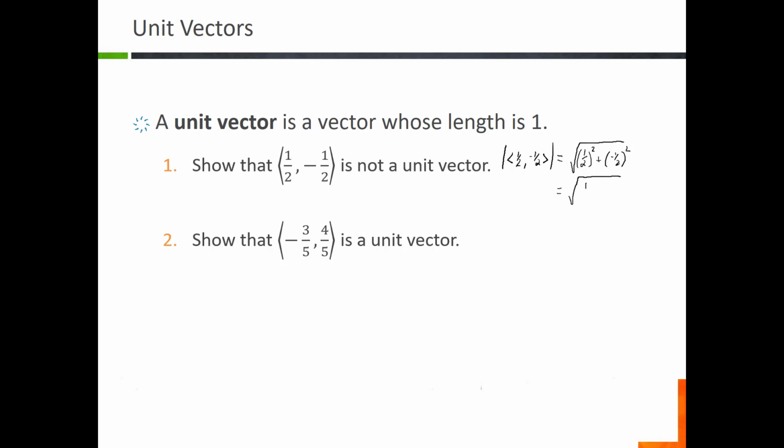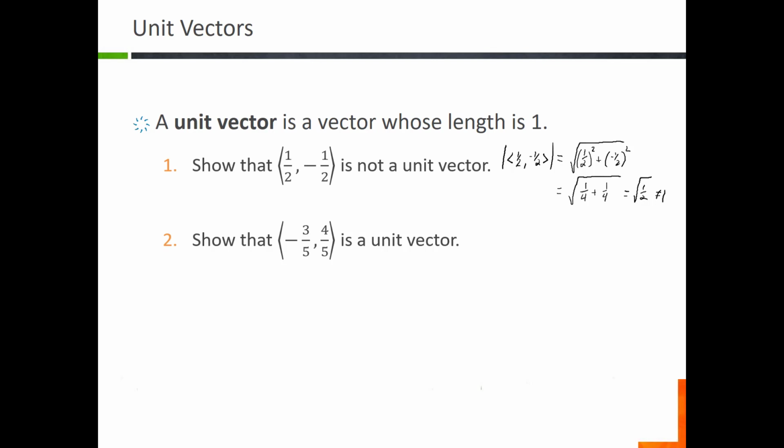1/2 squared is going to be 1/4. So 1/4 plus another 1/4 will equal the square root of 1/2, and that is definitely not 1. So even though you might think it is because you have 2 halves, and that would make a length of 1, when you actually do the magnitude, it does not turn out to be 1.